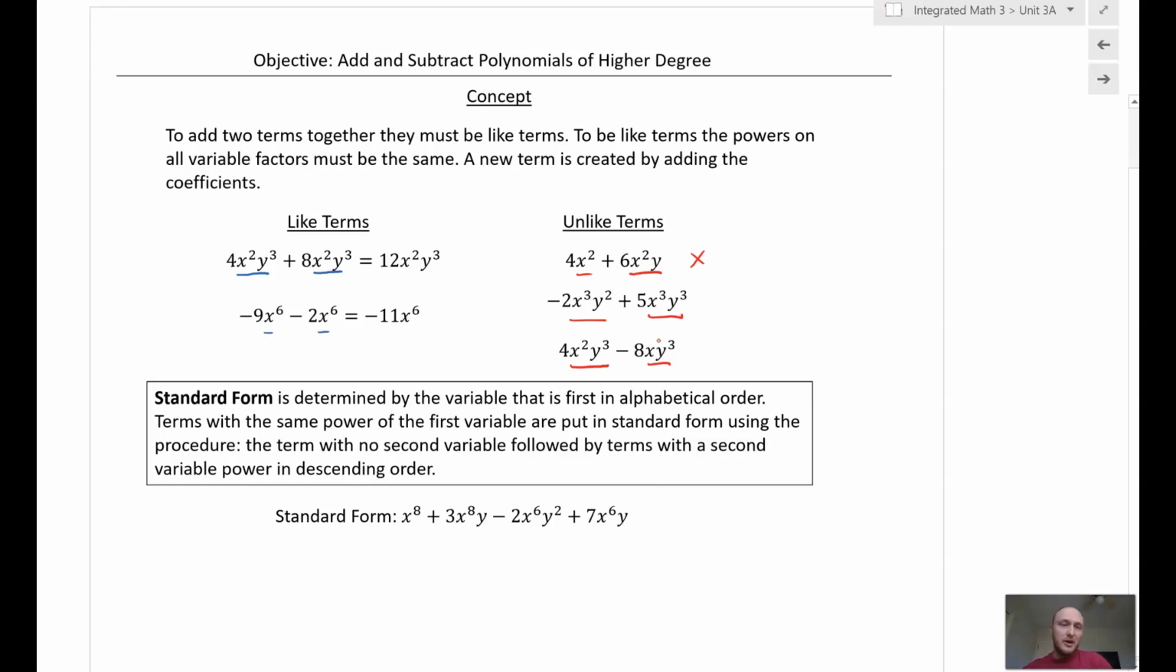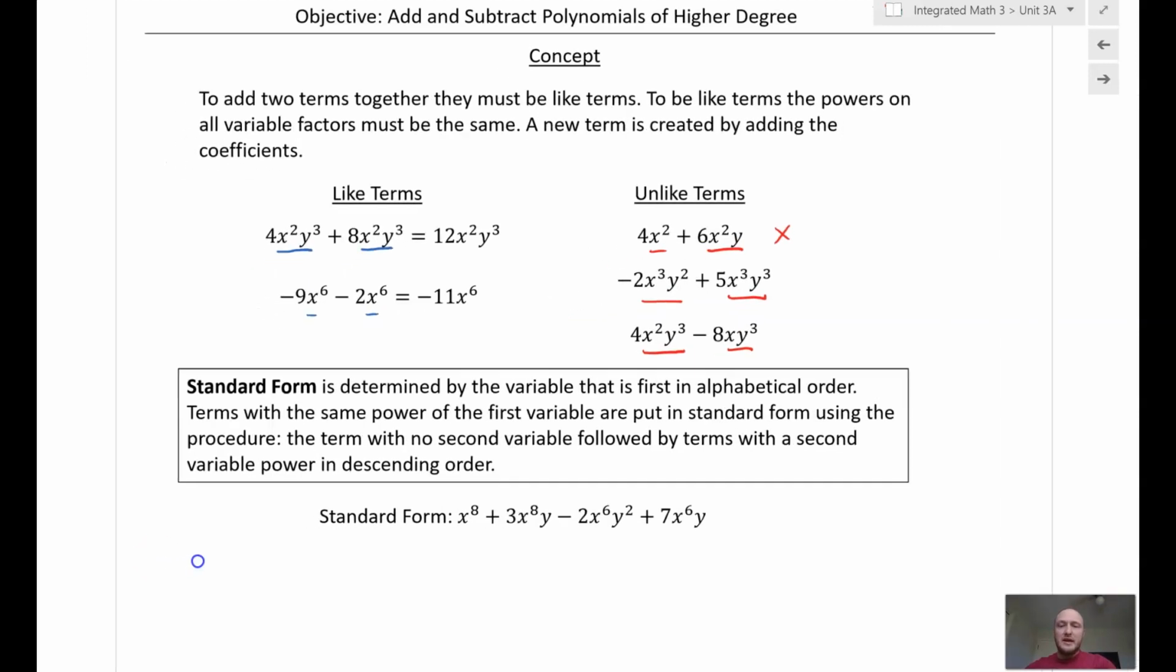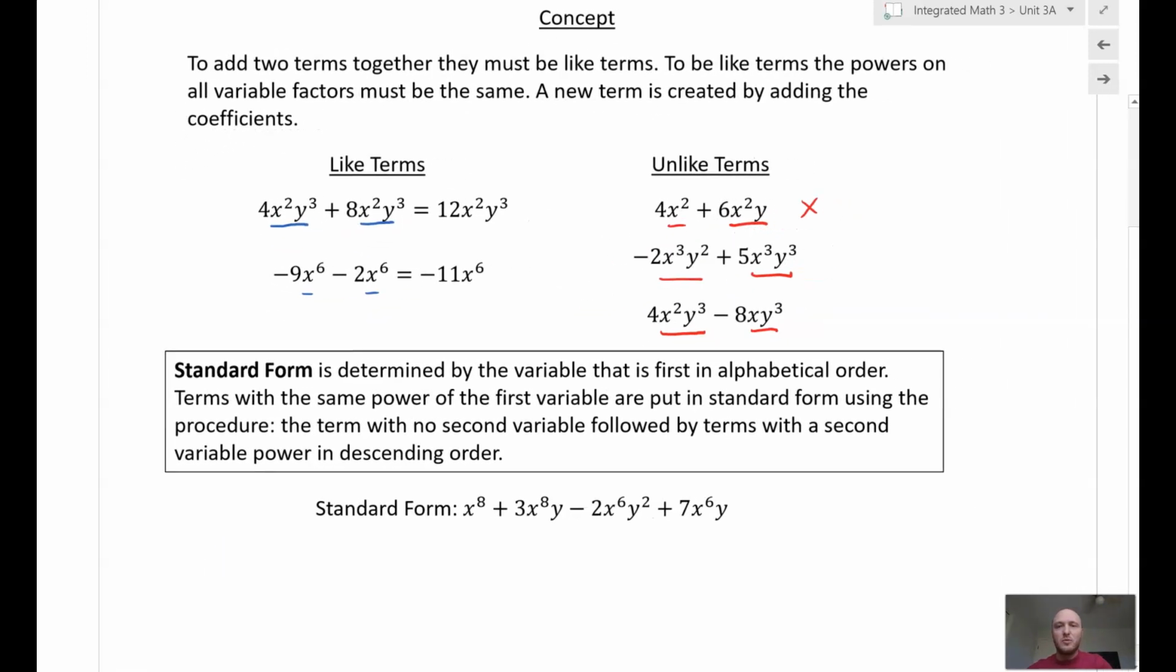Now let's talk about standard form and how we apply this when we have multivariables in our expressions. Standard form is determined by the variable that is first in alphabetical order. Terms with the same power of the first variable are put in standard form using the procedure: the term with no second variable, followed by terms with a second variable power in descending order. So what does that look like?